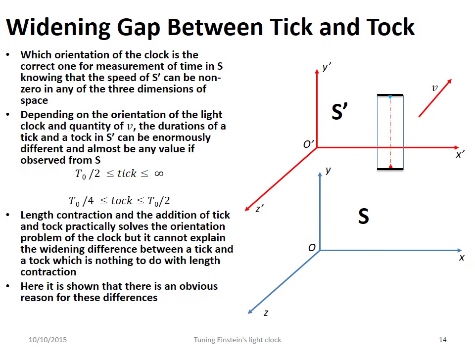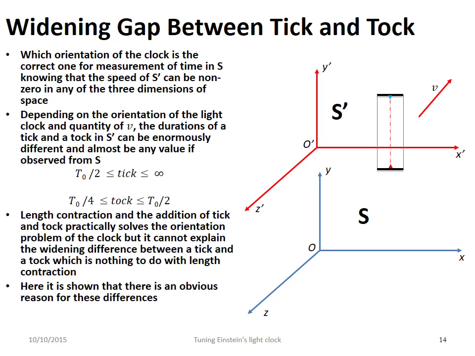Widening gap between tick and tock. Which orientation of the clock is the correct one for measurement of time in S, knowing that the speed of S prime can be non-zero in any of the 3 dimensions of space? Depending on the orientation of the light clock and quantity of v, the duration of a tick and a tock in S prime can be enormously different and almost be any value if observed from S.